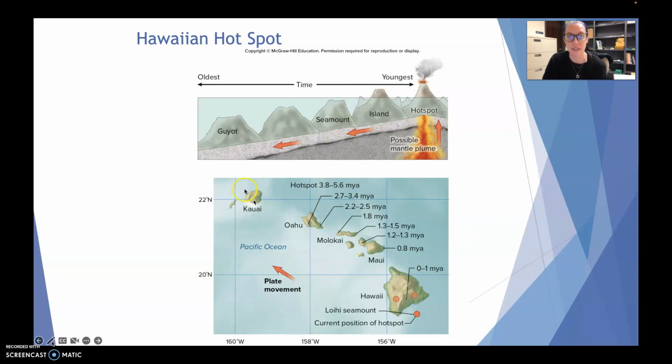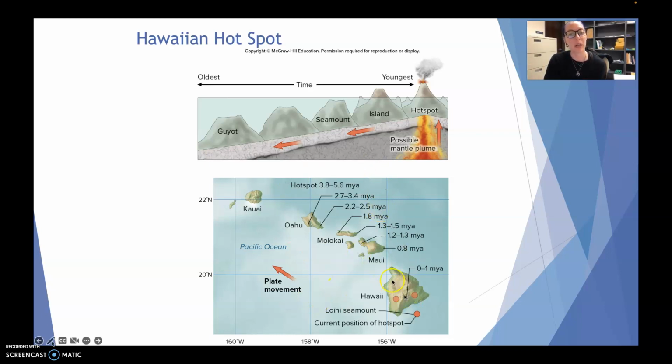We have Kauai, the most northwestern island, and then the big island of Hawaii, which is the one that's currently closest to the current hotspot. The Big Island also has several areas where there is still volcanic activity going on right now. Maybe you heard that at the end of 2021, there was another pretty big eruption on the Big Island with lava flows and things like that. It's because it's really, really close to that hotspot.